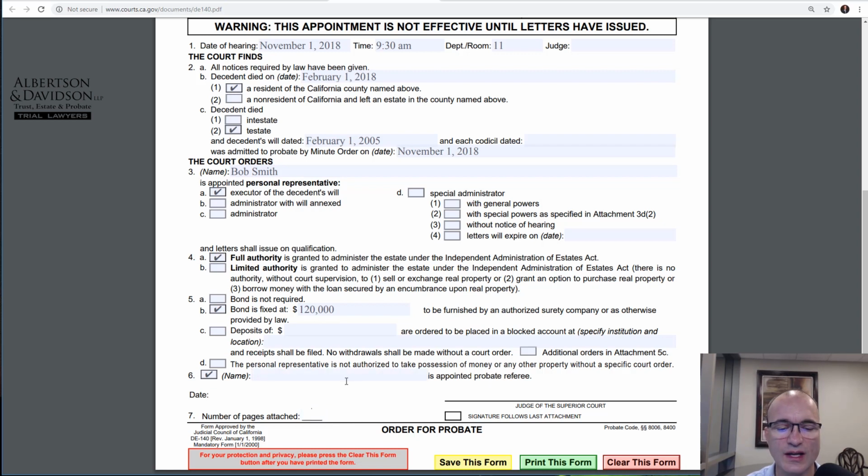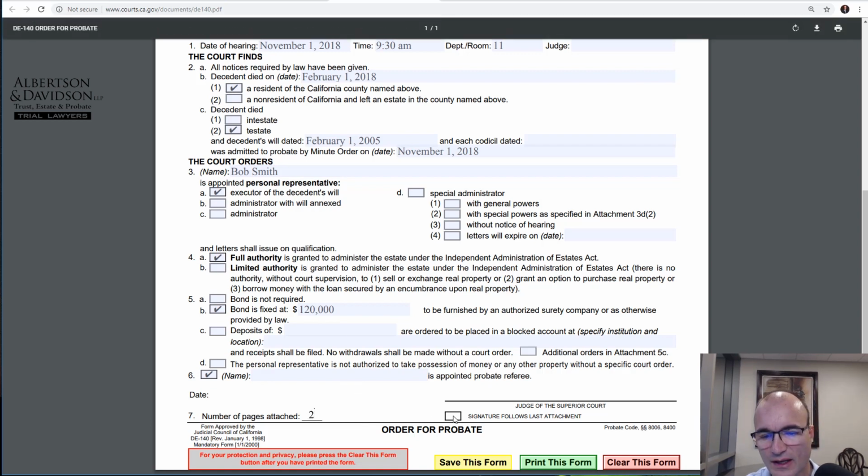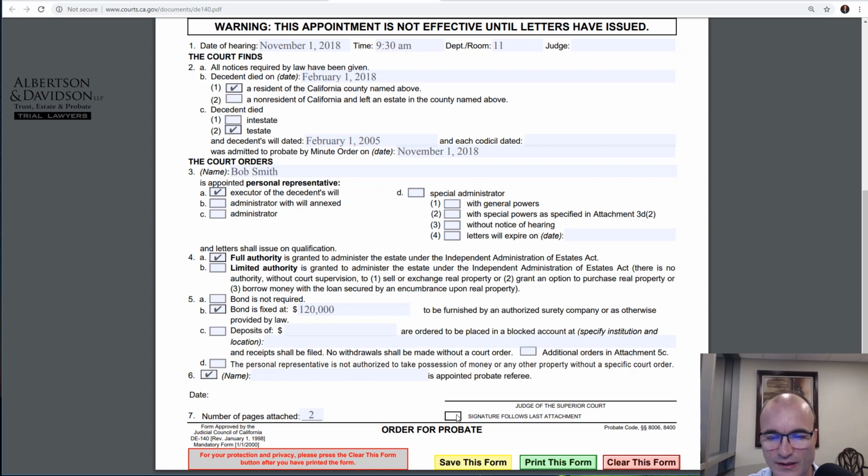And then if there are any attachments, so sometimes the court will have some special orders or special instructions. If that's the case, you would put them on an attachment. And if there are attachments, you have to put how many pages are attached, and you have to say that the signature of the judge will follow the last attachment. So the judge is supposed to sign at the very end of the order, and so that's where the judge will sign.